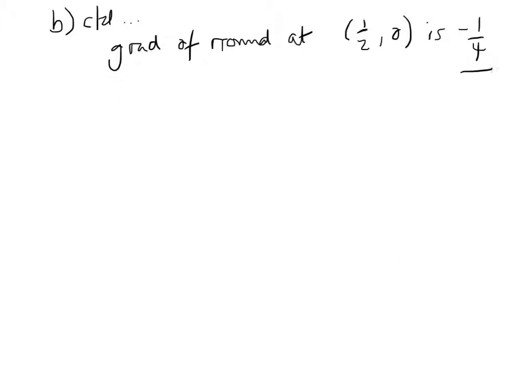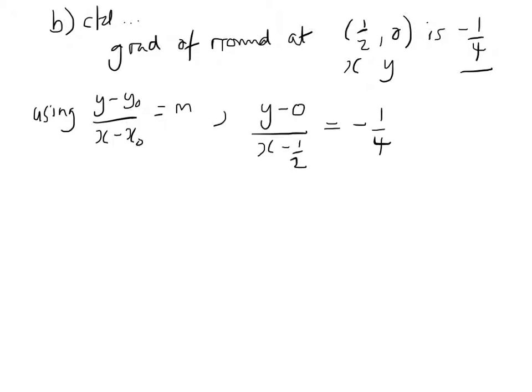So we've got the gradient of the normal, we've got the x-coordinate, and we've got the y-coordinate of a point on the normal, so we can just use our simple equation. Y minus a particular y point over x minus a particular x point is equal to the gradient of a line, and just substitute in the values we know. So y minus 0, that's the y-coordinate, over x minus a half, which was the x-coordinate, is equal to minus 1/4, that was the gradient of our normal.